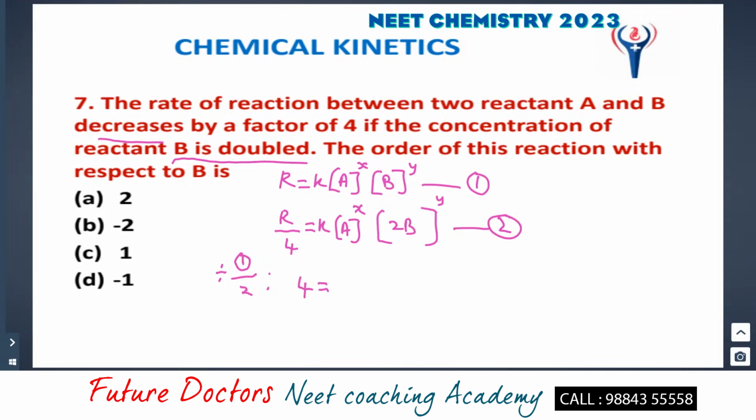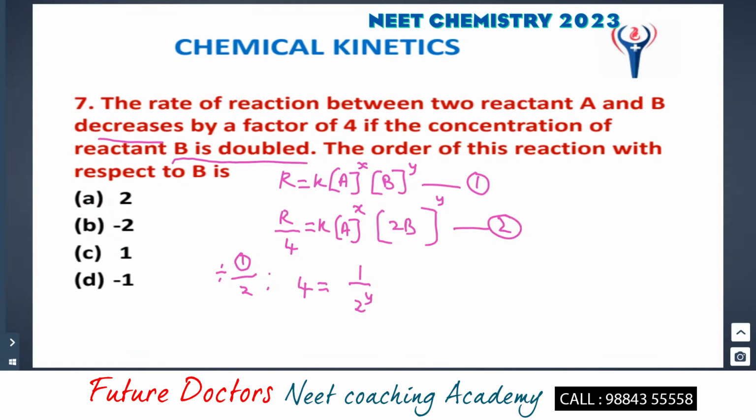This is this by this. B power Y will be cancelled, here also B power Y will be cancelled. Remaining we have only 1 by 2 power Y. Are you following? Understood? Right. When you divide equation number 1 by equation number 2, we get this: 4 is equal to 1 by 2 power Y. Understood? Okay.